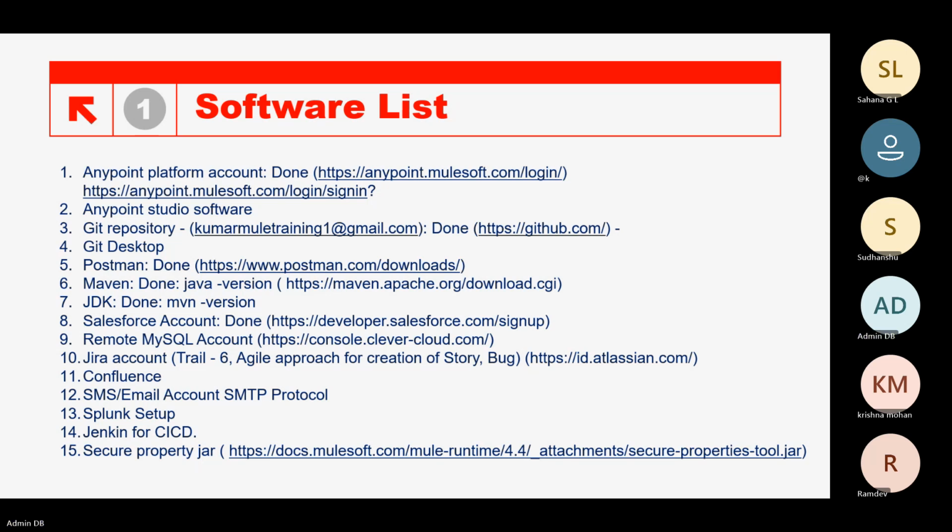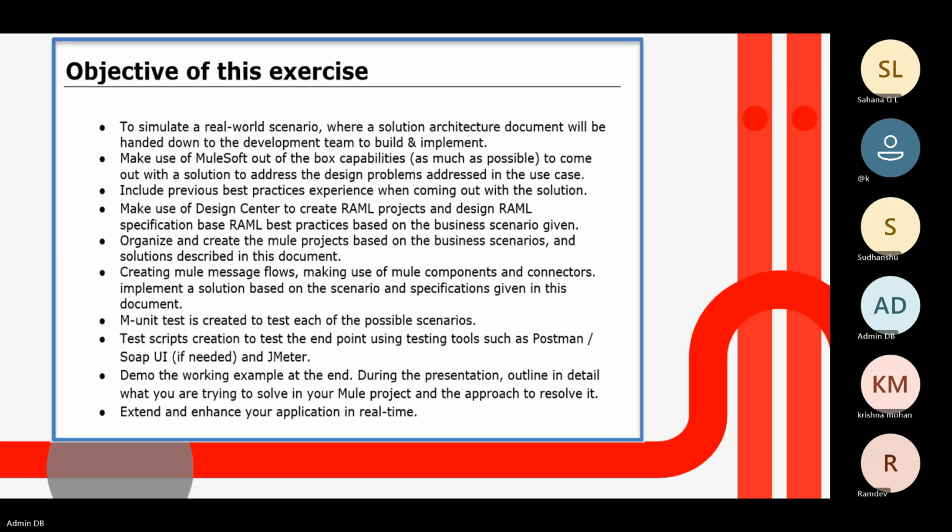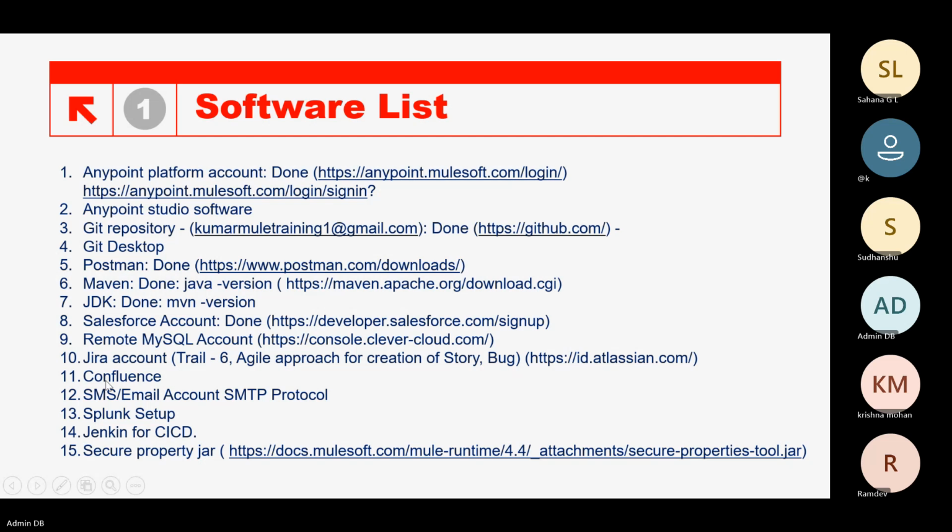And then Confluence, I will show you. Confluence is a central repository where you can keep your documentation and all. So I will show you how to create an account on Confluence. For the SMS and email part, we are going to use an SMTP server. In our functionality, you need to send some kind of notification, email and SMS, so for that purpose we will use this SMTP protocol.